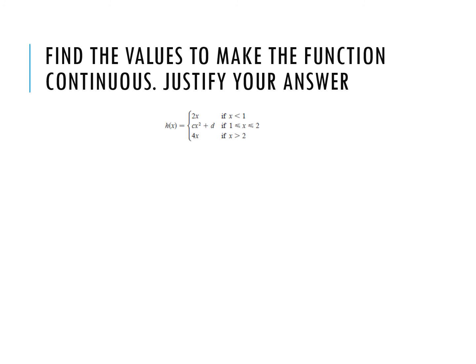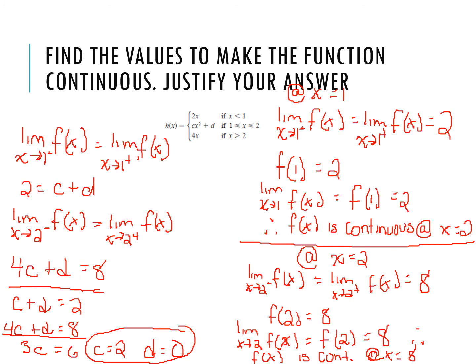So this one is similar to the one that we just did. So I would like for you to take a moment, pause the video, and complete it, and then we'll come back and look at it. Okay, so I've done the answers for this. We found that C was equal to 2 and D is equal to 0. We had to do systems of equations for that.